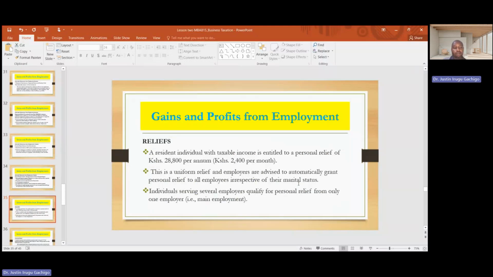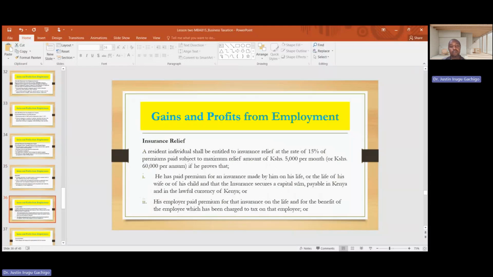So then we have the reliefs. The government normally gives reliefs to employees, or the people who are in gainful employment, normally 2,400 per month or 28,800.